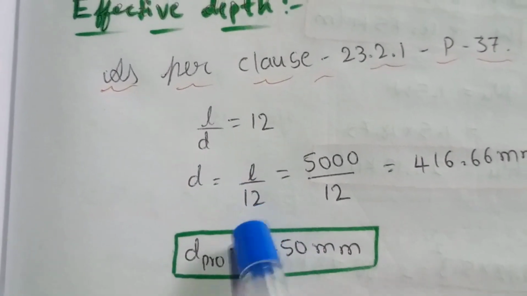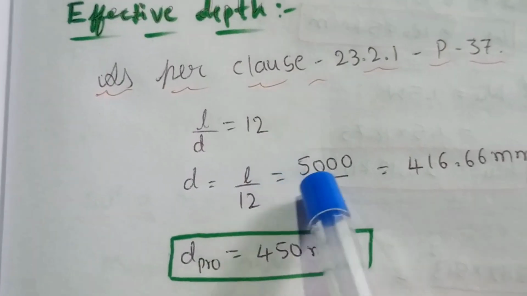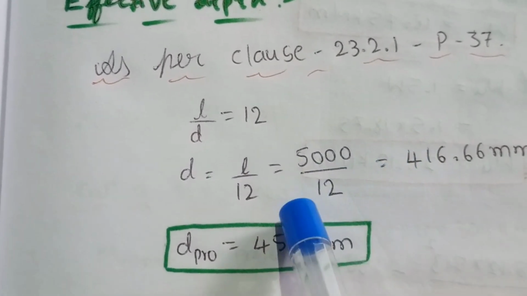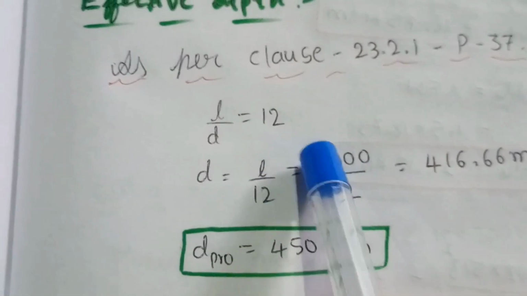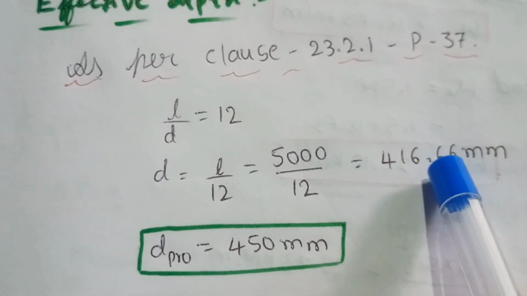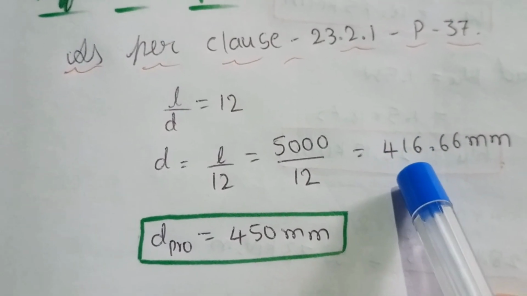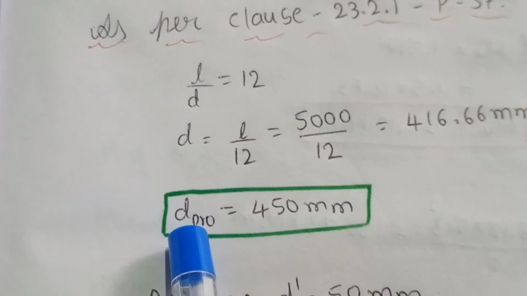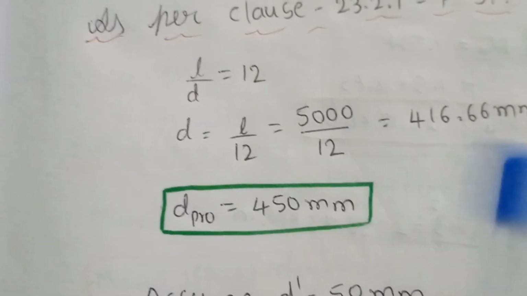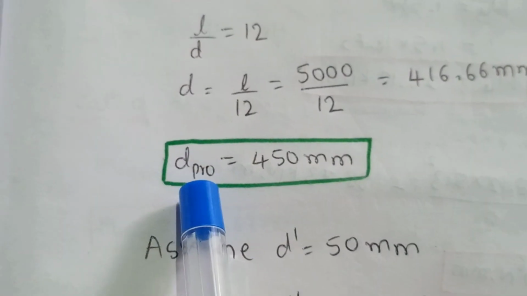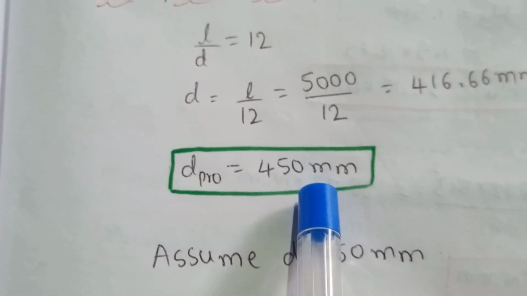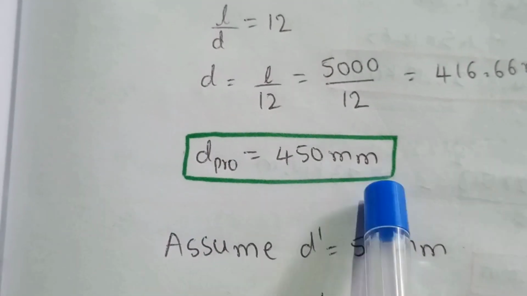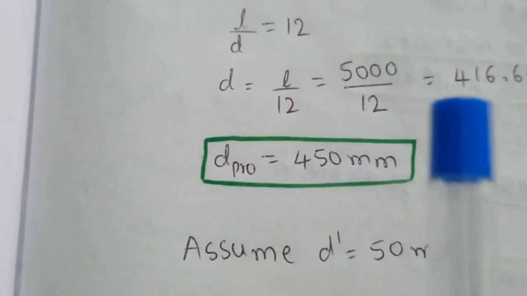I move d to here. d is equal to L divided by 12. The clear span value they have given is 5 meter. 5 meter is nothing but 5000 mm divided by 12. Simplifying this, we'll get 416.66 mm. So I am providing d as 450 mm. Why I am providing 450 mm: in our RCC, often calculated values are adjusted to a standard dimension. So I am providing d as 450.